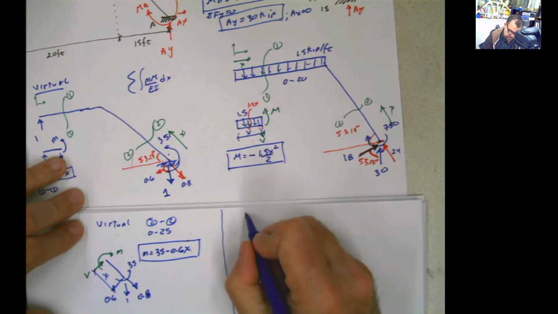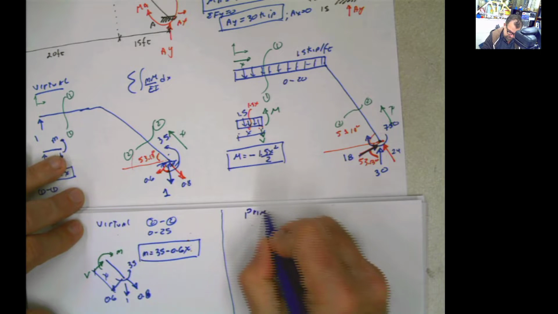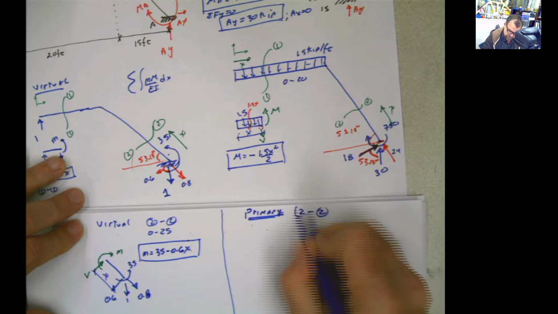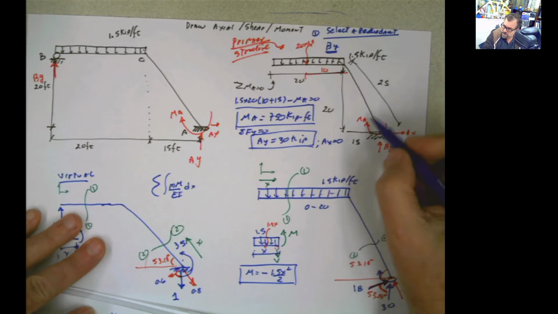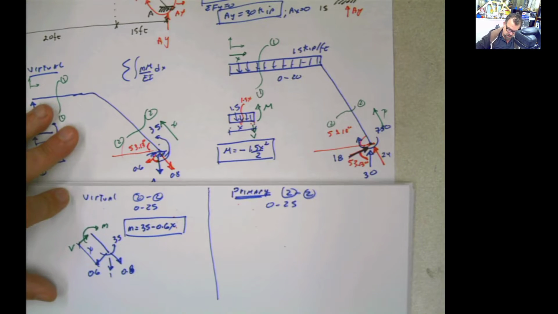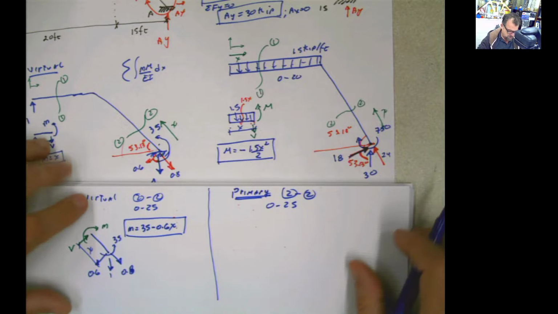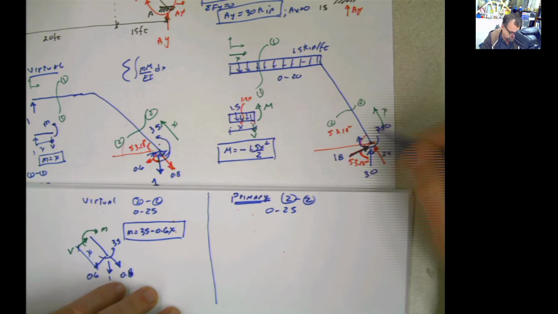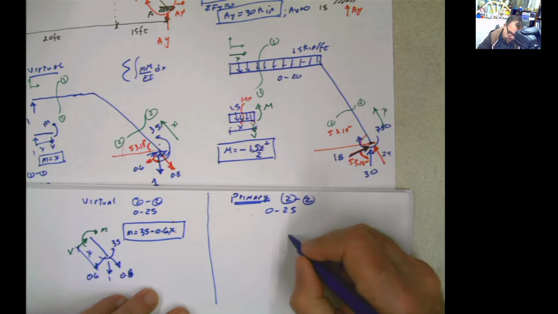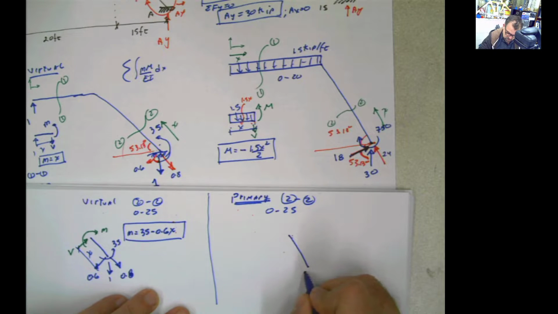And for the primary, in the section 2, which goes from 0 to 25, and remember 0 to 25 is from here to here, let's see what we have. We have this section here, which is going to be treated in the same way that we treated the other one. I'm going to do the drawing. This is going to be 18. This is going to be 24.